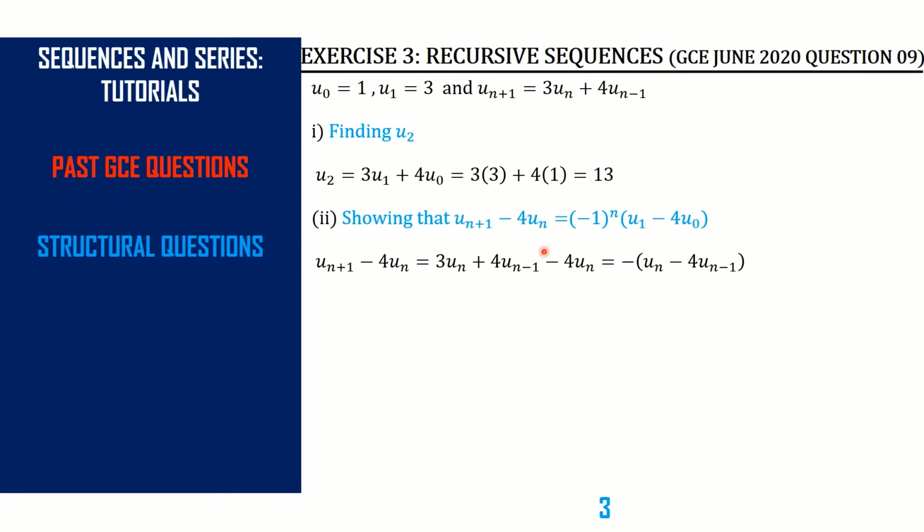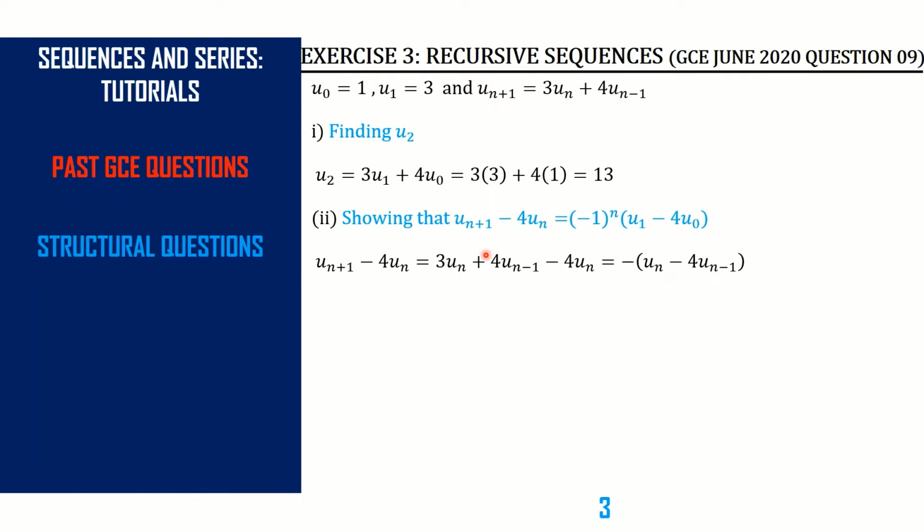Now let us come back to the original proof. We want to prove that u(n+1) minus 4un is equal to (-1) raised to the power n times (u1 minus 4u0). It is clear that the right hand side of the proof is an expression of a geometric progression. So since it is an expression of a geometric progression, it means that the left hand side is a certain sequence which is a geometric progression, because u1 minus 4u0 has a value. We know that our u1 is 3 and our u0 is 1. So we can calculate the value of u1 minus 4u0. If you calculate that value, it is just going to be the first term of that sequence, and then the common ratio is negative 1, and then we are raising it to the power n. That is how we can interpret the proof.